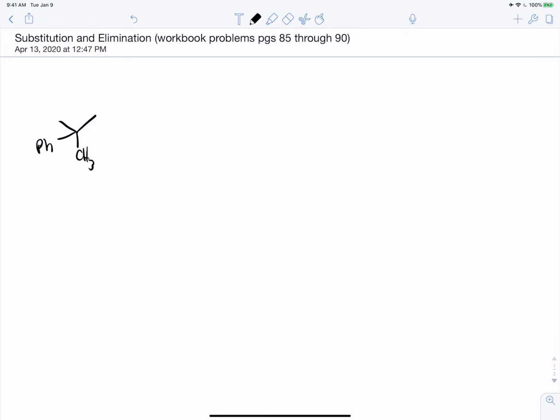The first problem on page 85 is this as a substrate, and then we're taking sodium hydride and applying it to it. So the first thing you'll notice is that this substrate is much more complicated than any of the ones I've worked through with you so far. But try not to let that intimidate you.